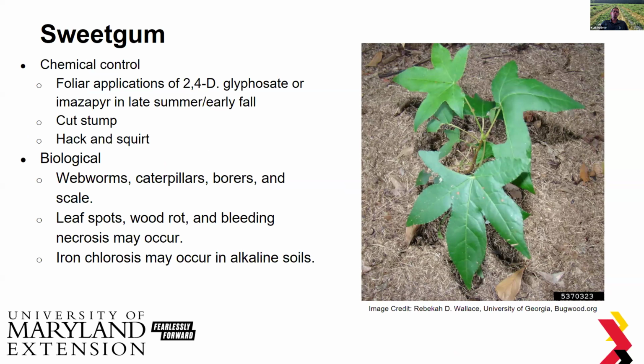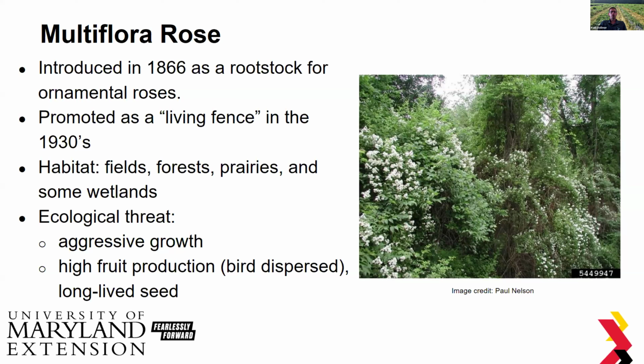It's found in forests, fields, prairies, wetlands, a variety of habitats. Multiflora rose does have an aggressive growth pattern. It also has fairly high fruit production, and the seeds are bird dispersed. It just doesn't tend to stay in one area. And these seeds can be long-lived, lasting for several years in the soil before they're eradicated.